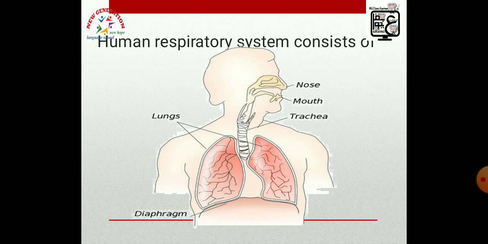So look at this picture. This is our respiratory system. The respiratory system consists of number 1, nose. Number 2, trachea. Number 3, lungs. And finally, diaphragm. So our respiratory system consists of nose, trachea, 2 lungs, and finally diaphragm.